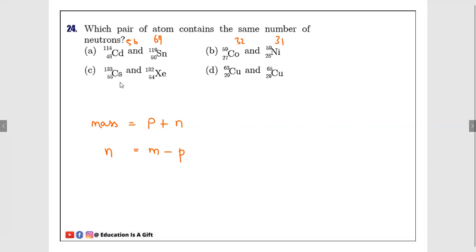Here, cesium Cs and xenon Xe: 133 with 55, 133 minus 55 is 78. 132 with 54, 132 minus 54 is 78. Yes, if you observe, both neutron counts are the same. D, copper 63 with 29, and here copper 65 with 29. By seeing itself we can eliminate this one, right? 63 minus 29 is equal to 34 and 65 minus 29 is equal to 36. So the answer is C.